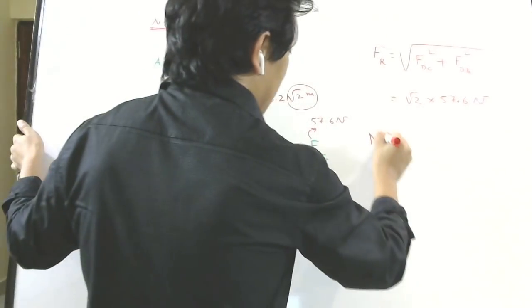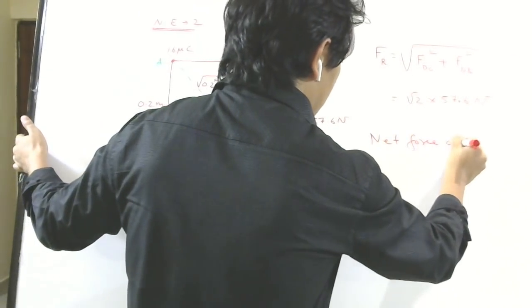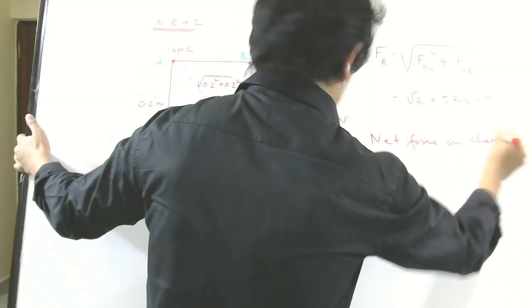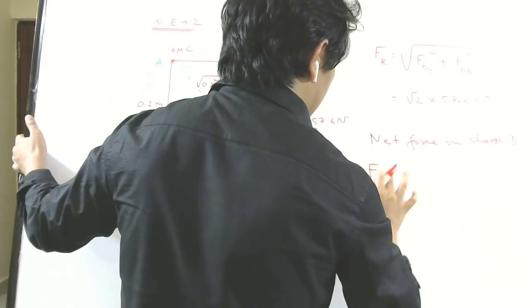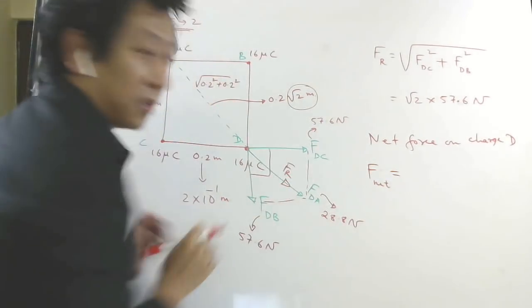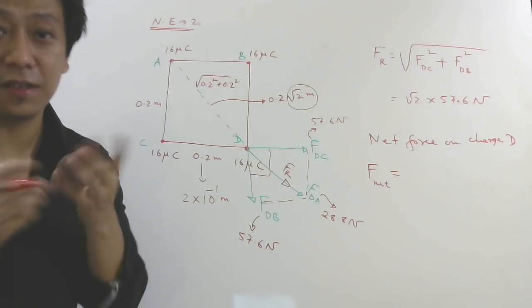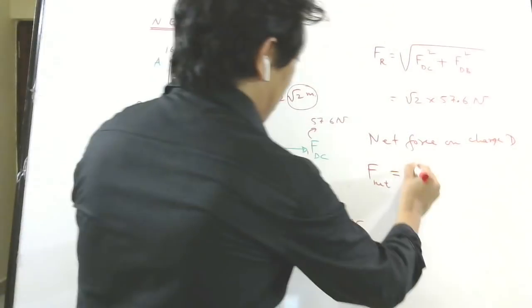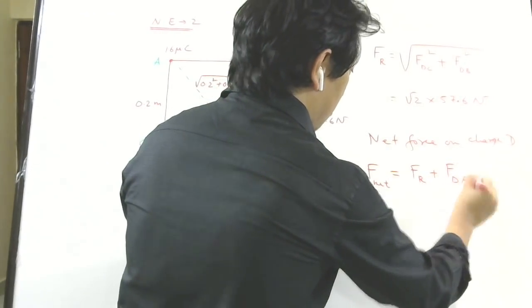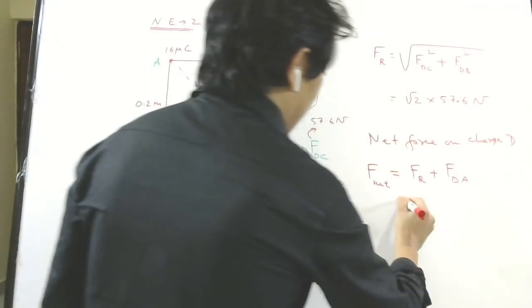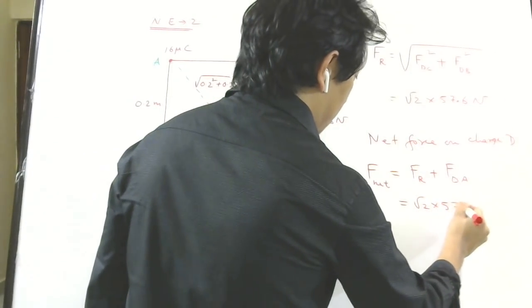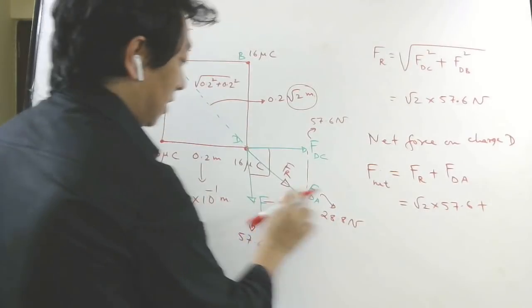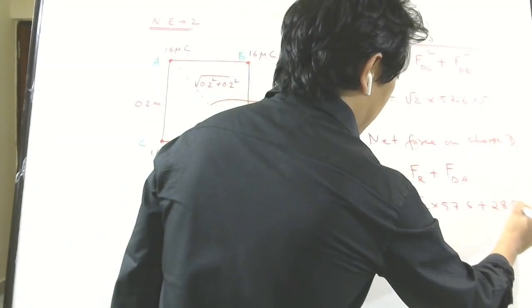So the net force on charge B will be, let me write, net. These two vectors are in the same direction, and when two vectors A and B are in the same direction, the resultant is A plus B. So it will be FR plus FDA. No need to use the root formula if they are in the same direction. Now what is FR? FR is root 2 into 57.6, plus what is FDA? 28.8.